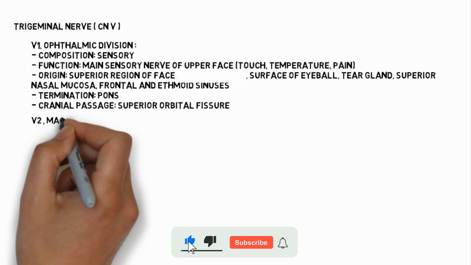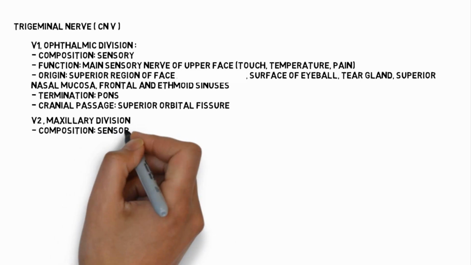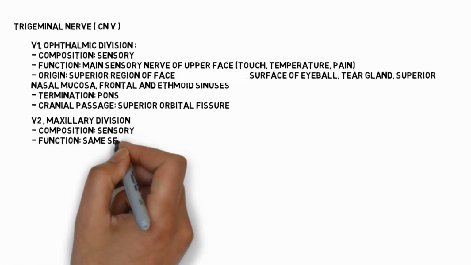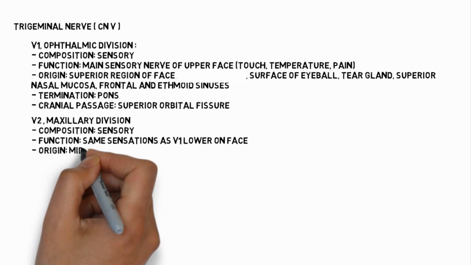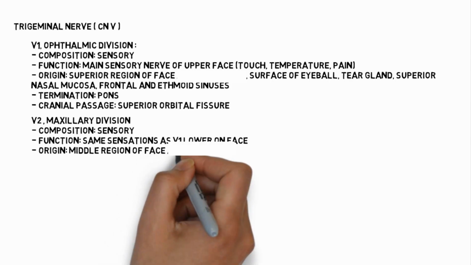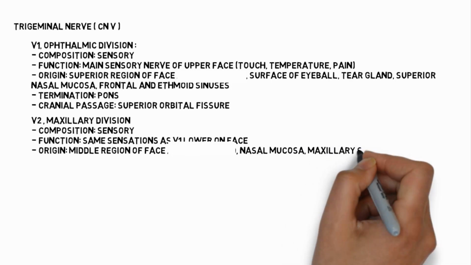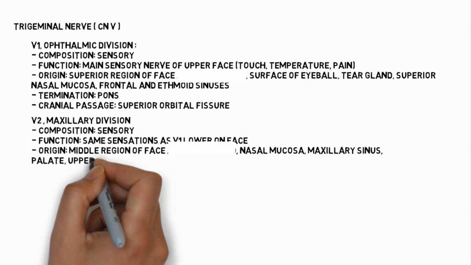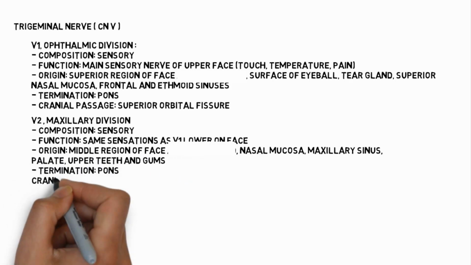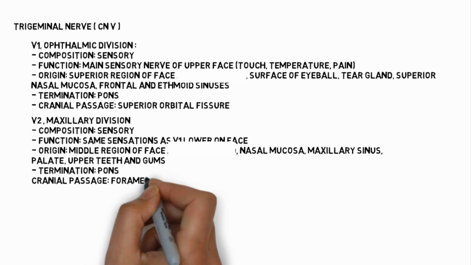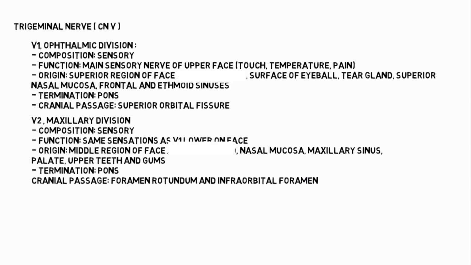Coming to the second division of trigeminal nerve, that is maxillary division. It is also sensory nerve. Coming to the function, it is a main sensory nerve of lower face. It originates in middle region of face from nasal mucosa, maxillary sinuses, palate, upper teeth and gums, and terminates in pons. It passes through foramen rotundum and infraorbital foramen.